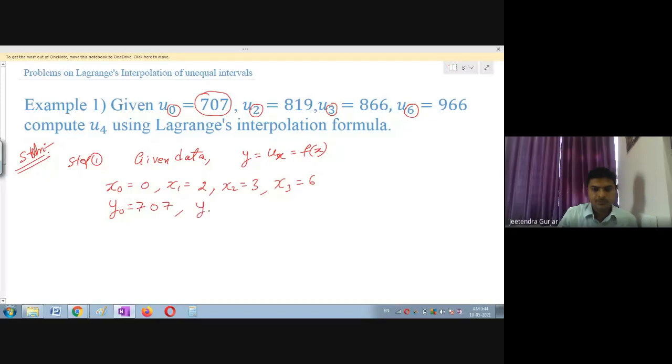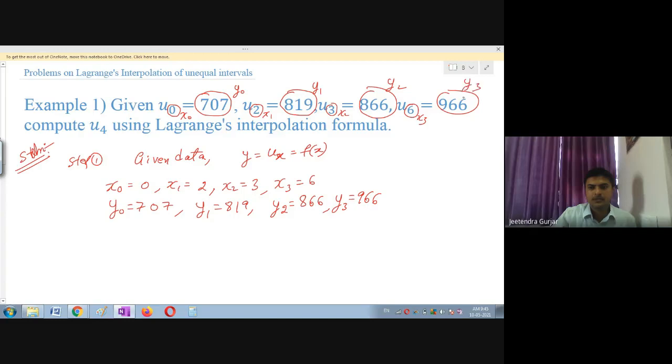707. Then y1 will be this one, 819. Then y2 will be 866, and y3 will be 966. So this is all x0, x1, x2, and this is x3. This is y0, y1, y2, and y3. So I'm going very slow, students, so that you can note down very easily.